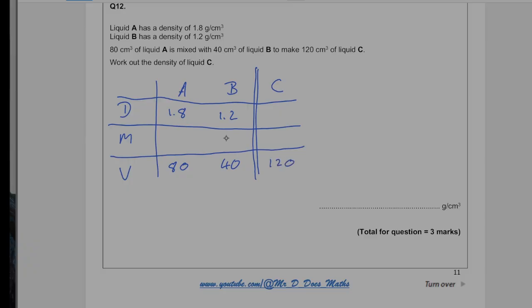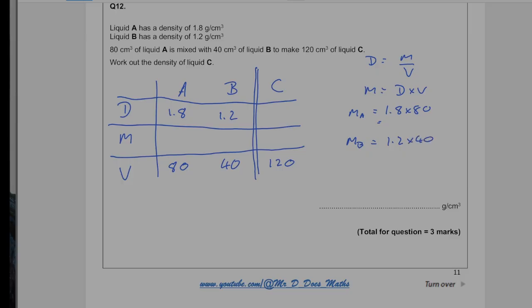So we need to work out both these masses of A and B, add them together, and then work it through from there. So density is equal to mass divided by volume. So that means that mass is going to be equal to density times by volume. So I'm going to do that for mass of A, then is going to be equal to 1.8 times 80. And the mass of B is going to be equal to 1.2 times by 40.